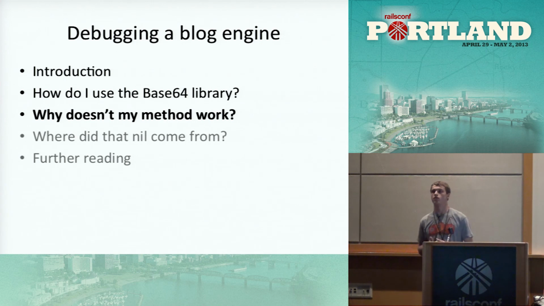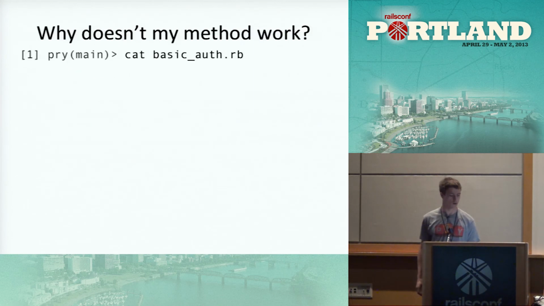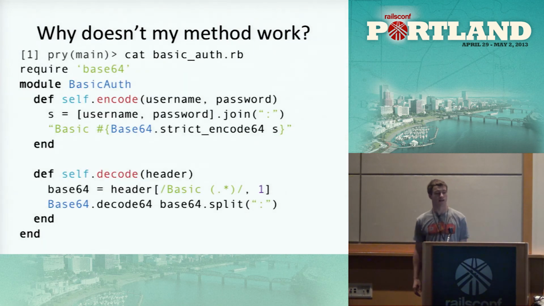So now we have an idea of how to use the base64 library. I went ahead and I wrote myself an HTTP basic auth decoder. I'm sure there's one already, but I kind of like reinventing wheels. And I went ahead and did it, and it turns out that it doesn't work. So let's have a look at the code I wrote. I can use Pry's cat command. Again, straight from Bash. Cat just takes a file and outputs it to standard out. But as with everything in Pry, it's added syntax highlighting, so we can easily see what's going on.